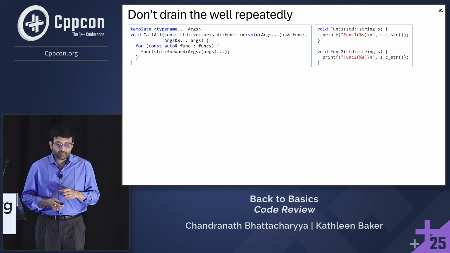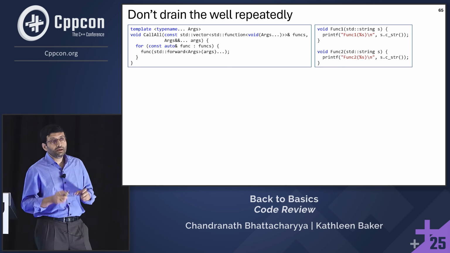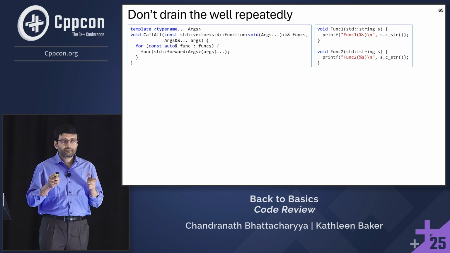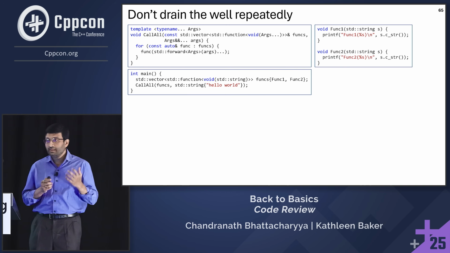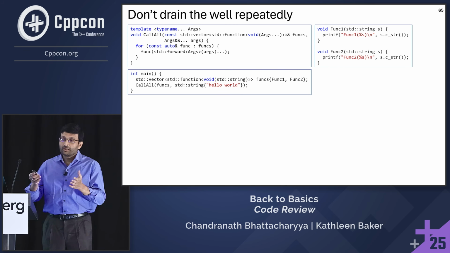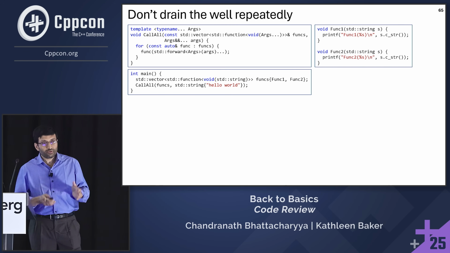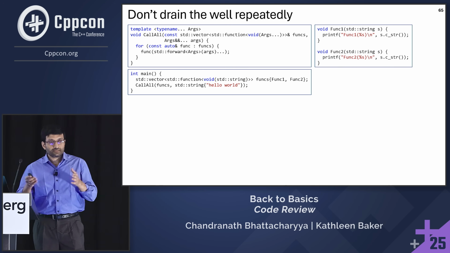What kind of functions are we using? Here are two examples, func1 and func2. Both of them take a string by value and just print the string. And here is me setting it all up. In the main, we're creating a vector of func1 and func2, and then calling call all with funcs, the vector, and then passing the string as the second argument.